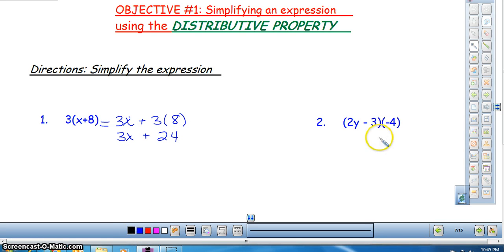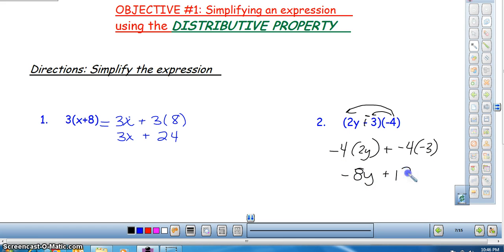As we look at problem 2, you're distributing the negative 4. Even though it's behind the parentheses, you are multiplying negative 4 first times 2y. Now here's where it gets tricky for some people. We might want to think of this as plus the opposite, subtracting. Our subtraction changes to adding, and we would then take our negative 4 still times negative 3. Now, some people don't like to think of it that way, and I'll show you how else you can look at that. We would then have negative 8y simplified plus 12.